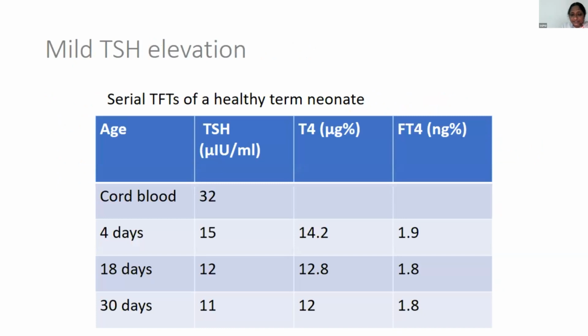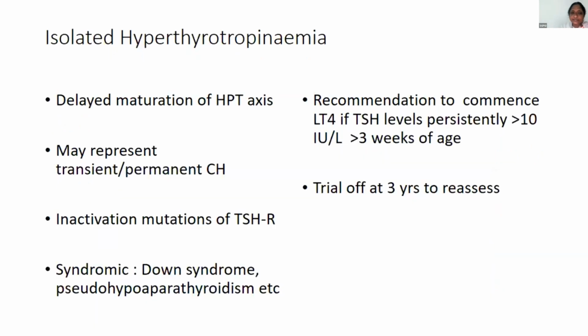Very often we see this in older children, and even in the newborn period, a mild elevation in the TSH alone with normal T4 and free T4 levels, isolated hyperthyrotropinemia. It could represent a delayed maturation of the hypothalamic-pituitary axis. It could be a transient or a permanent CH. Rarely, inactivating mutations of the TSH receptor can cause this.